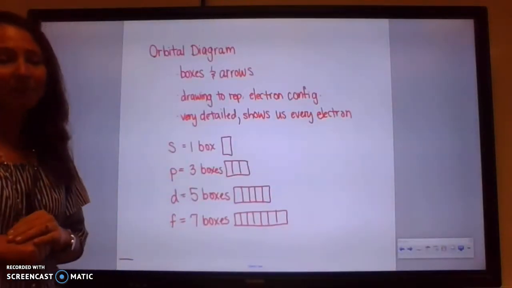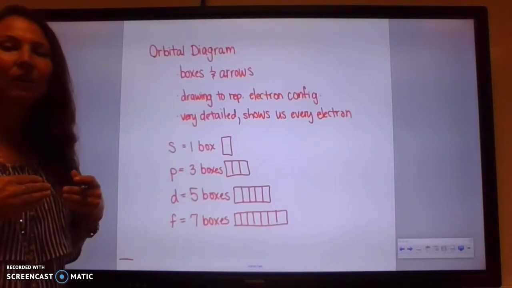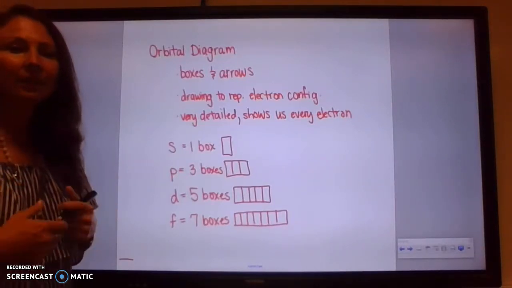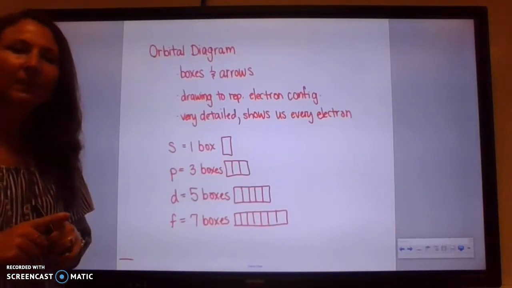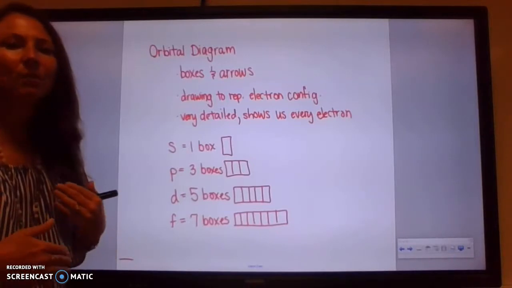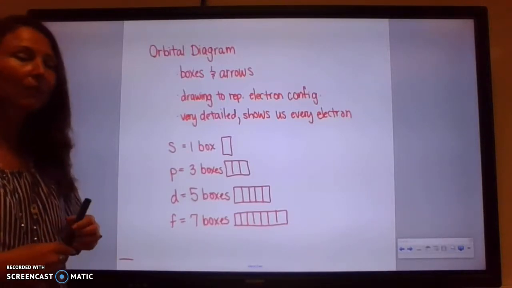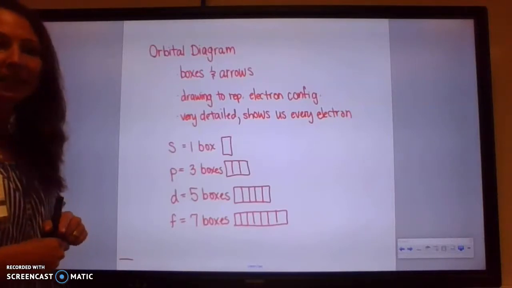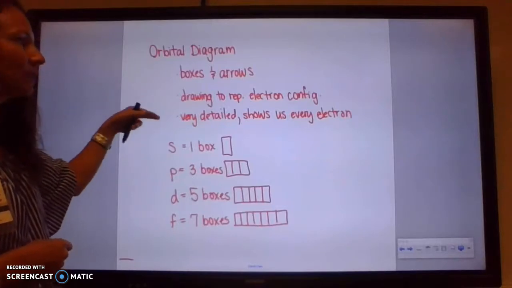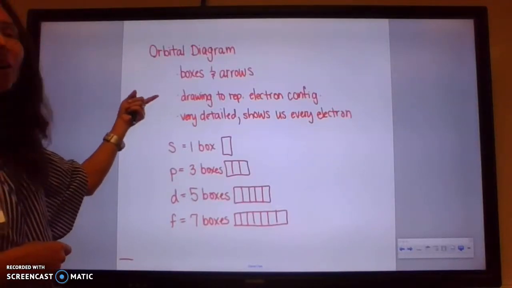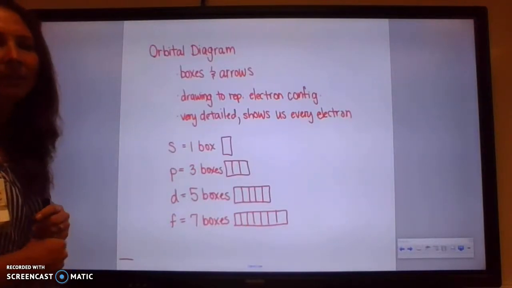An orbital diagram is basically a visual that shows you where every single electron is located in the configuration. Let me repeat that. An orbital diagram is a visual that shows you where every single electron is located in the configuration. So we're going to represent it with boxes and arrows. This basically just says what I just told y'all, that it's a drawing that represents the configuration. It's very detailed, shows you every electron.